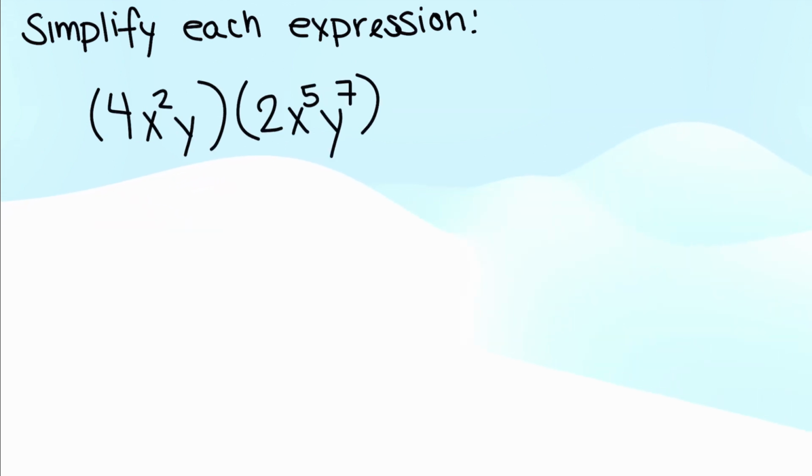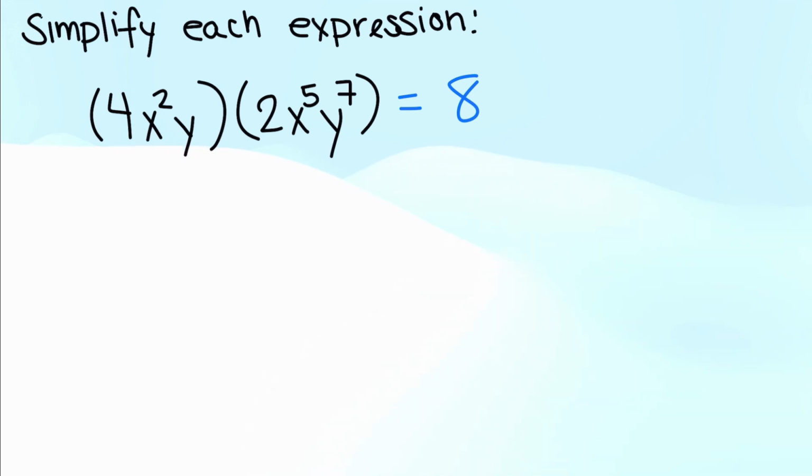Here's another one. This is similar. We have another product rule problem. 4x squared y times 2x to the 5th y to the 7th. So this problem has coefficients in it, numbers in it, and we can just multiply those as we normally would.